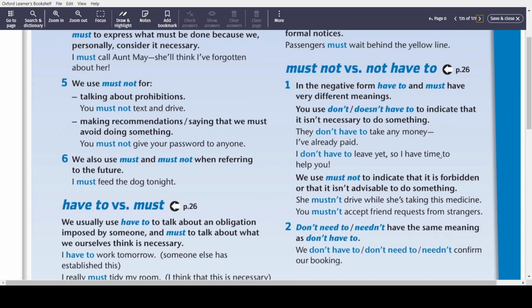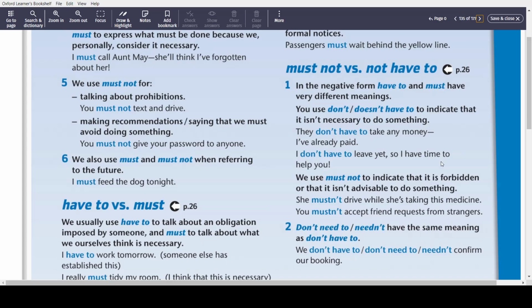Must not versus not have to. In the negative form, have to and must have very different meanings. You use don't or doesn't have to indicate that it isn't necessary to do something. They don't have to take any money. I've already paid. I don't have to leave yet, so I have time to help you. We use must not to indicate that it is forbidden or that it isn't advisable to do something. She mustn't drive while she's taking medicines. You mustn't accept friends' requests from strangers.